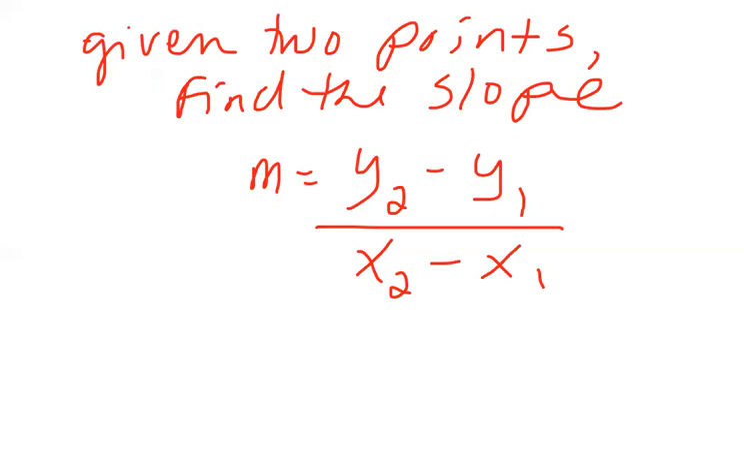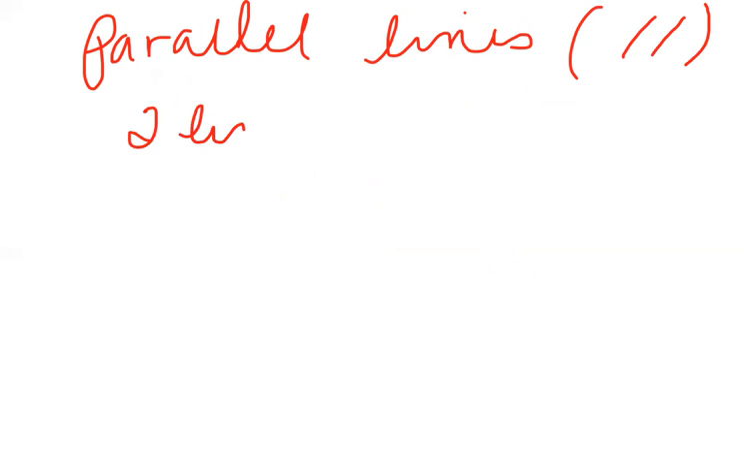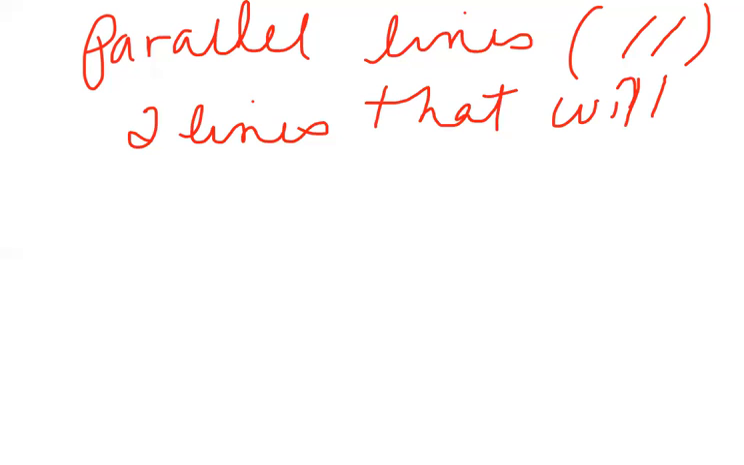Now, I feel like I need to mention this before I start doing the examples: parallel lines and perpendicular lines. So when we talk about parallel lines, by the way, this is the symbol for parallel lines. This represents 2 lines drawn in the same plane that will never intersect.